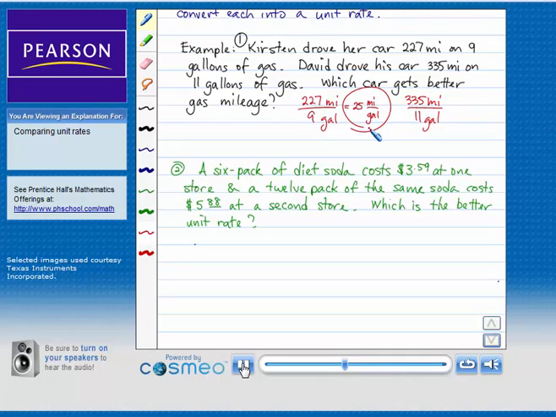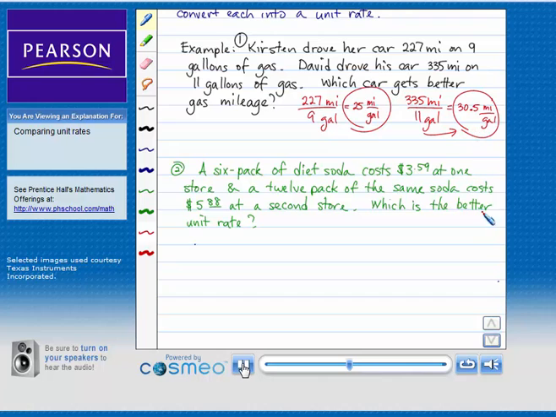335 divided by 11 gallons gives me David's rate, and that is 30.45, so roughly 30.5 miles per gallon. So particularly in this day and age of high gas prices, you probably want to ride with David if you're going to have to split the cost of the gas.